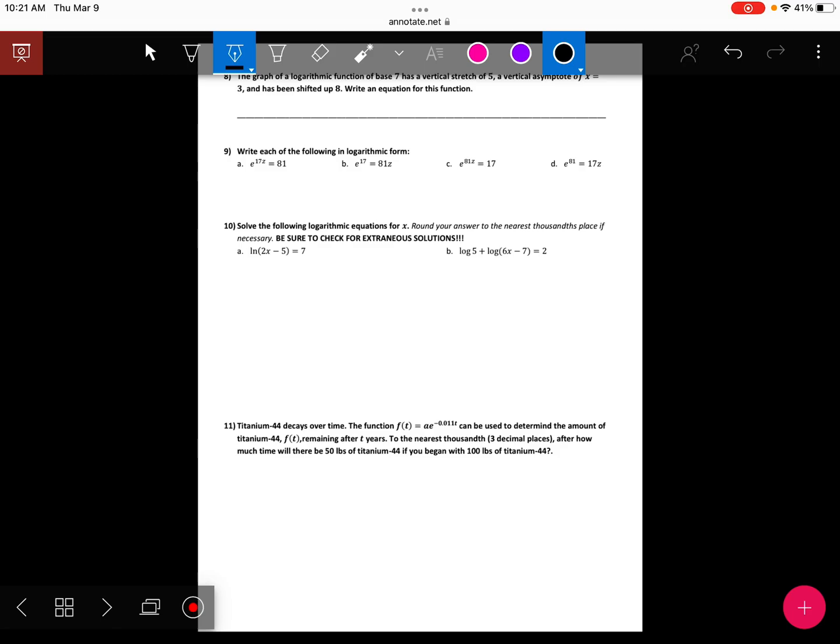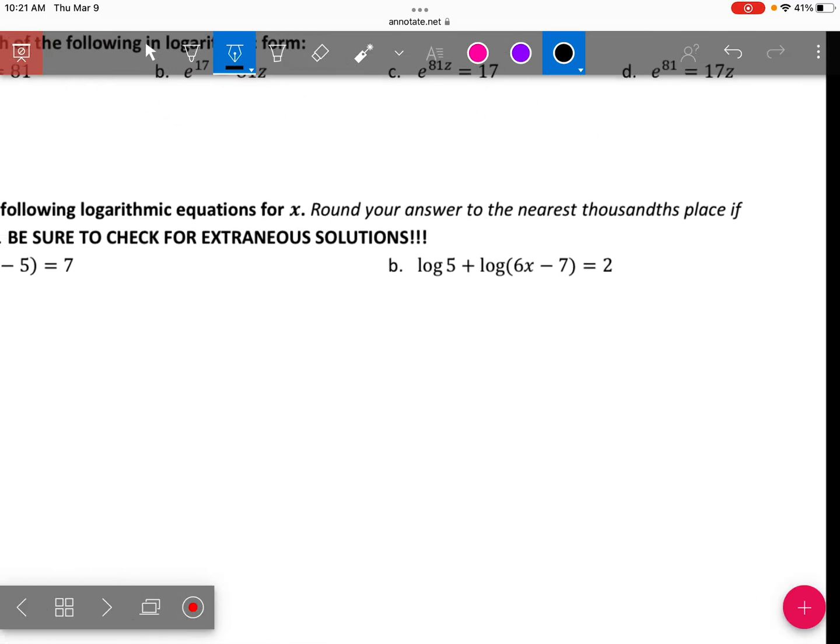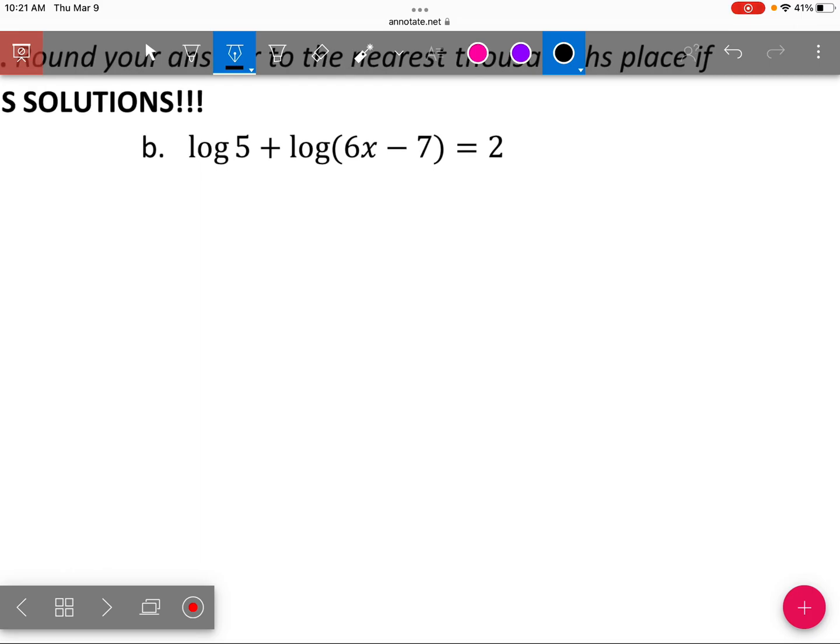Number 10. Let's do B, because A is really, really similar. This is a real similar vein. B just has one additional step, because I have 2 logs here. Ew. I can't do BPA log BAP when I have 2 logs. So we're going to kind of smush it together with what we did before, where we condense first.